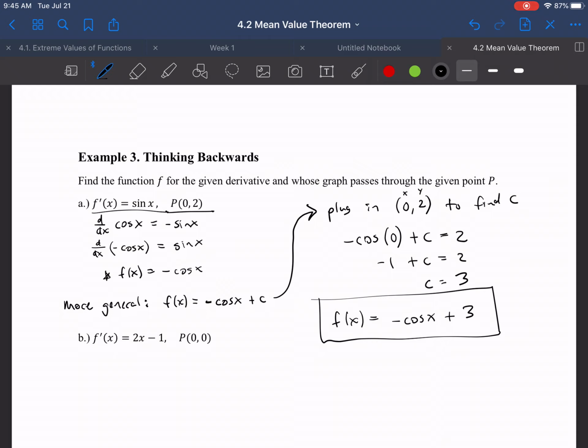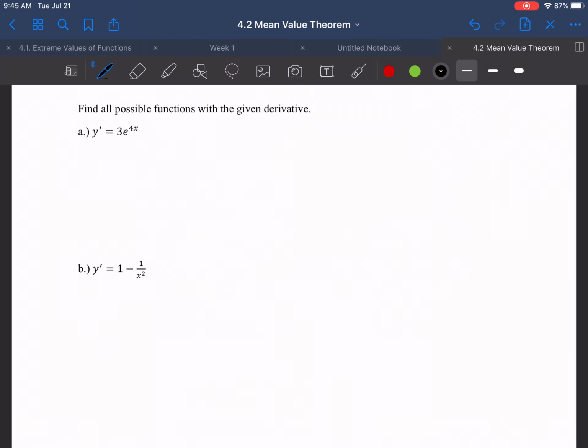All right? And I'm going to leave this next one for you to try, but you can take a look in the notes and see what the answer is. So let's take a look at this next one down here then. And I'll do one of these, and again, I'll leave the next one for you. Find all possible functions with the given derivative. So here, we're doing something kind of similar.